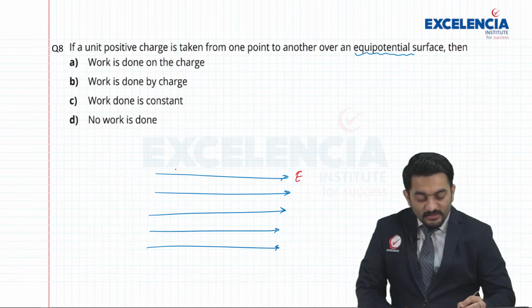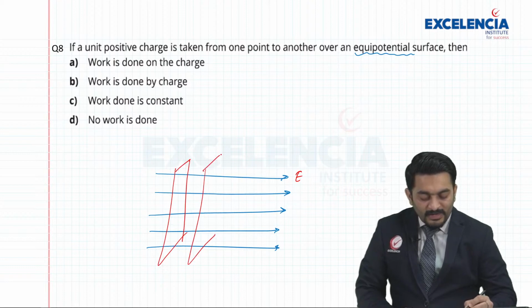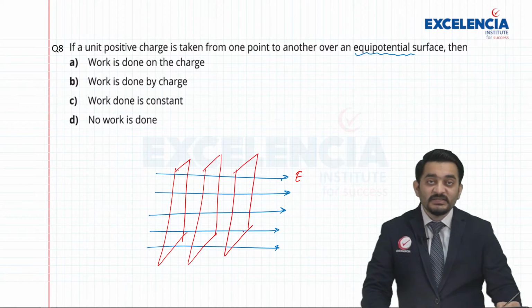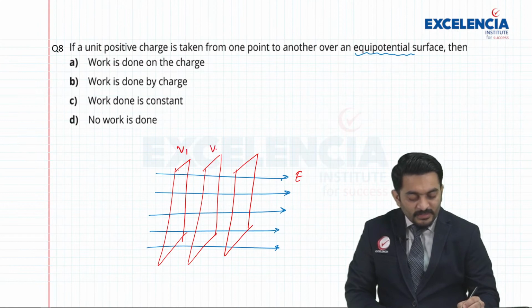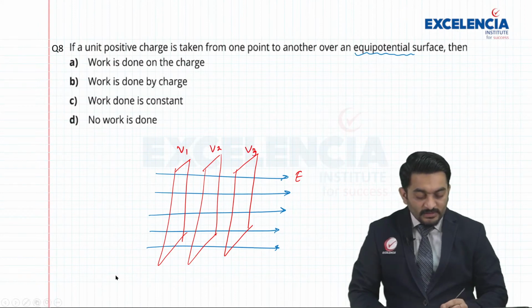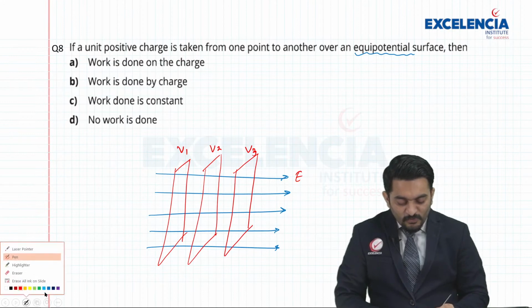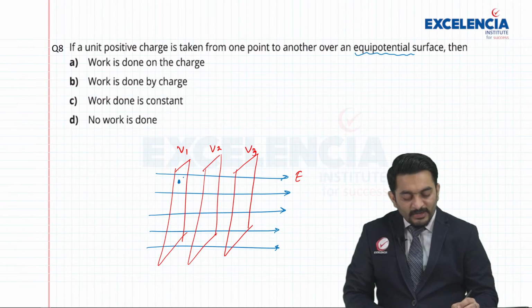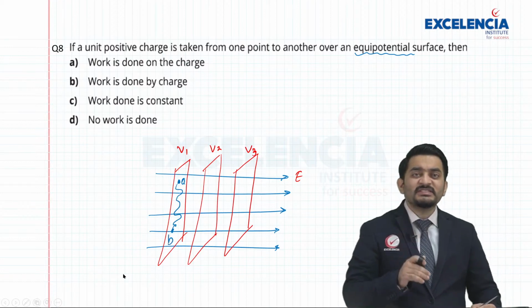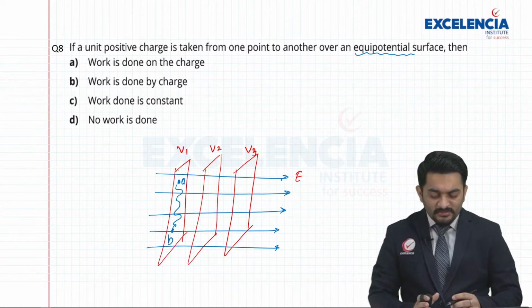If you draw parallel, vertical planes like this in an electric field, these are the equipotential surfaces which can be present inside an electric field. And say the potential of the first plate is V1, this is V2, this is V3. Here the question says if you move a charge on an equipotential surface, that means I have taken a charge on plate 1 at some point A and then I have moved it to some other point B. But it is on the same plate, the displacement has happened.